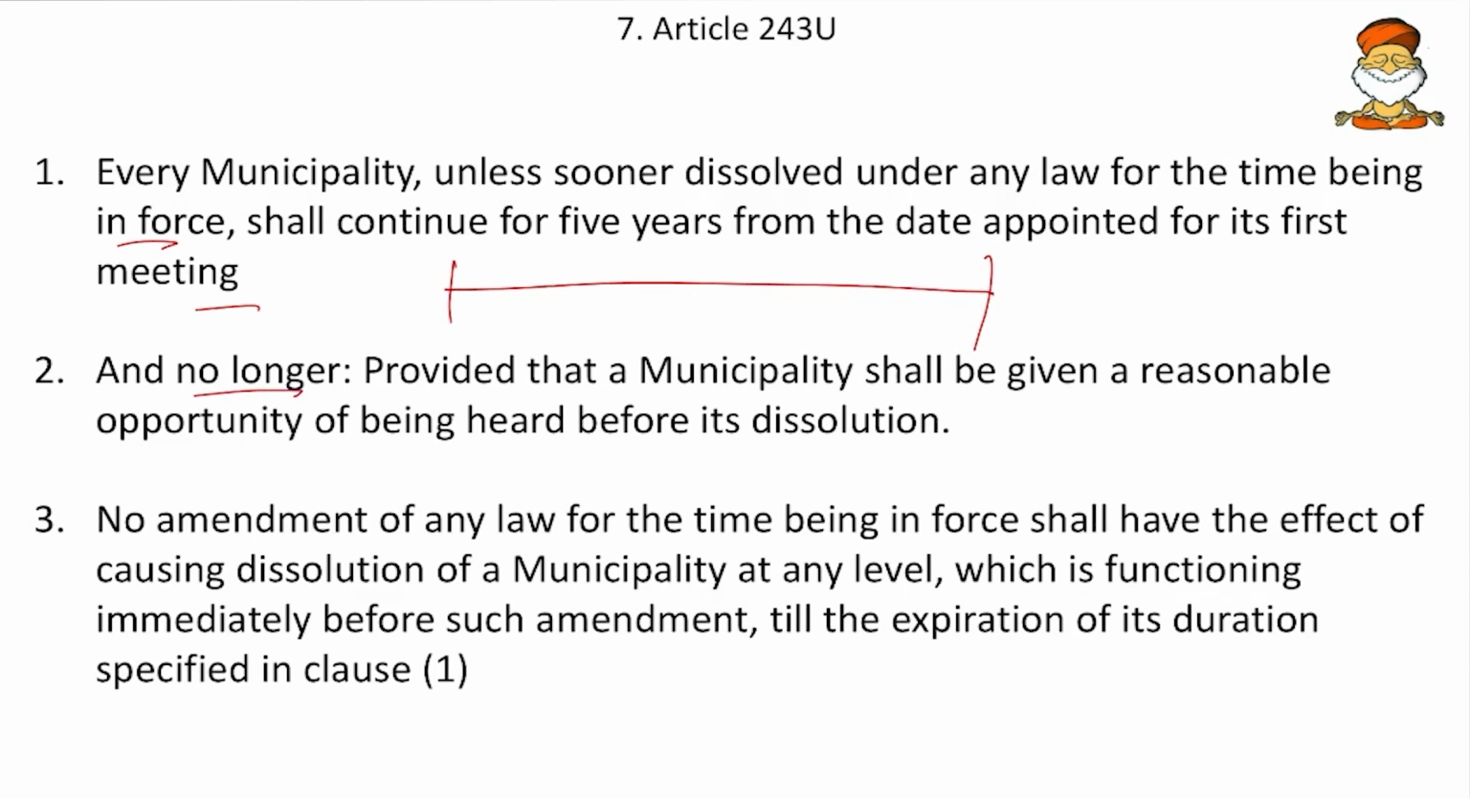And the municipality will no longer function provided that a municipality shall be given a reasonable opportunity of being heard before its dissolution. So here, say for example, if a municipality is about to be dissolved, so if a reasonable opportunity is being given to hear why it should not be dissolved, then after that, the municipality will no longer function, it will be dissolved. And then no amendment of any law for the time being in force shall have the effect of causing dissolution of a municipality at any level which is functioning immediately before such amendment. So that means, currently no law should be terminating. So in other words, retrospective termination is not allowed. That is, you cannot amend a law and then terminate.